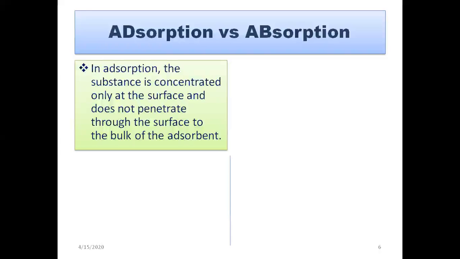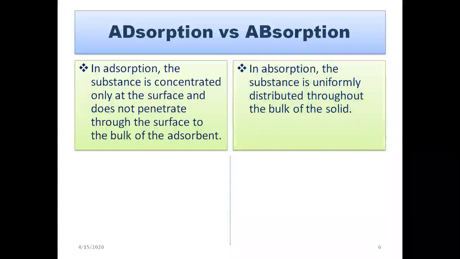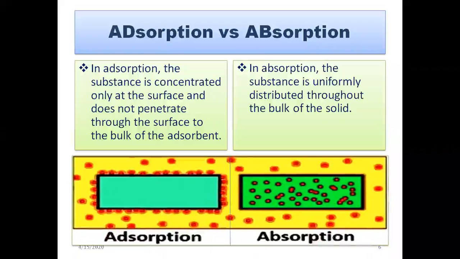In adsorption, the substance is concentrated only at the surface and does not penetrate to the bulk of the adsorbent. But what about in absorption? In absorption, the substance is uniformly distributed throughout the bulk of the solid. Look at the diagrammatic approach. In adsorption, what will happen? Here the particles are accumulated on the surface only. Look at the arrows that I am showing. But in absorption, the particles are going inside also.